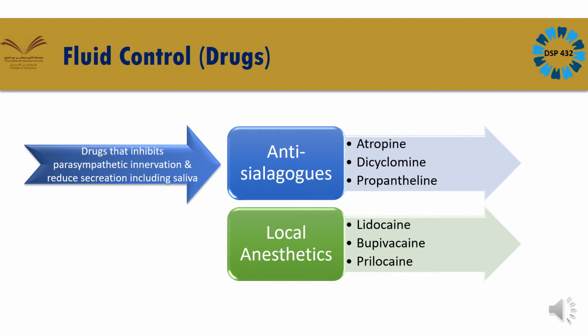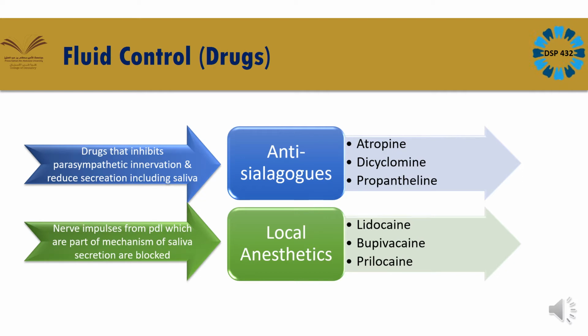There are local anesthetic agents available, like your lidocaine, which is very commonly used. So these can also be administered. So what is the line of action of this local anesthetic? The nerve impulses from the periodontal ligament, which are part of the mechanism of saliva secretion, are blocked, and as these are blocked, there will be less saliva secretion and you will get isolation. So these are certain drugs that you can use to control the fluid. These drugs have to be administered before the start of your preparation, at least 15 minutes before you start your preparations.